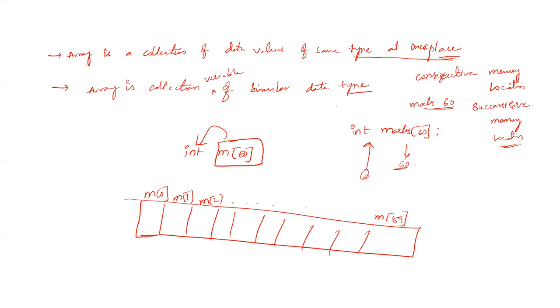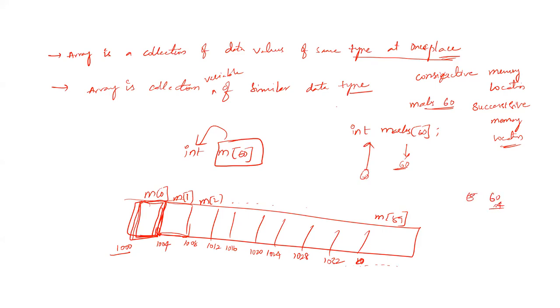That means if the first memory location is allocated for m[0] starting with 1000, let's take the memory address as 1000. And the next starting address would be 1004. Why? Because this stores four bytes. After 4 bytes, what is the next memory address? 1004. Next, 1008. This 1012. This memory address 1016, 1020, 1024, 1028, 1032, likewise, and so on.